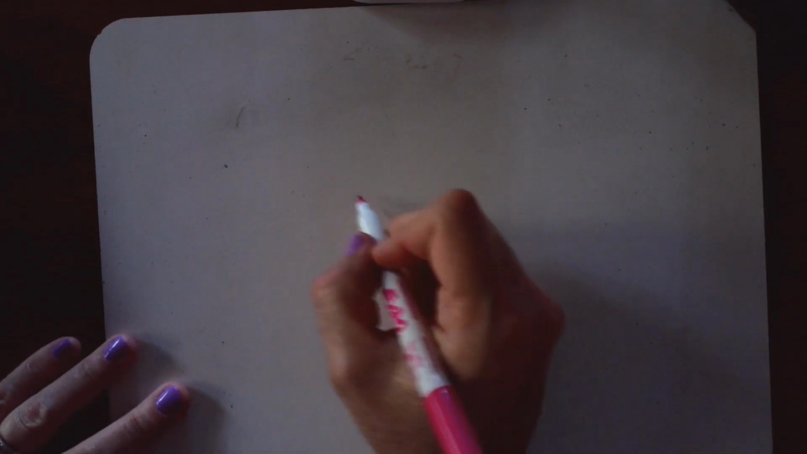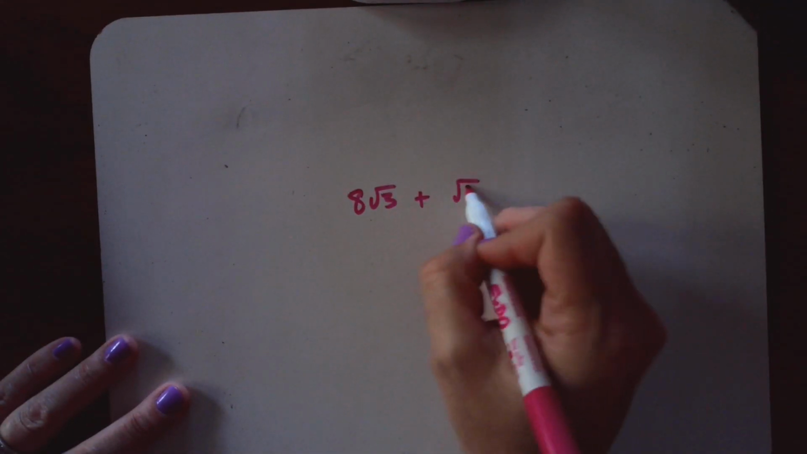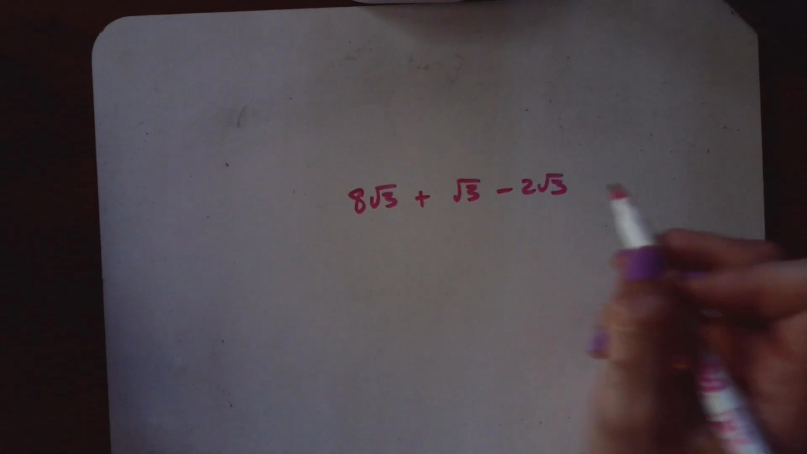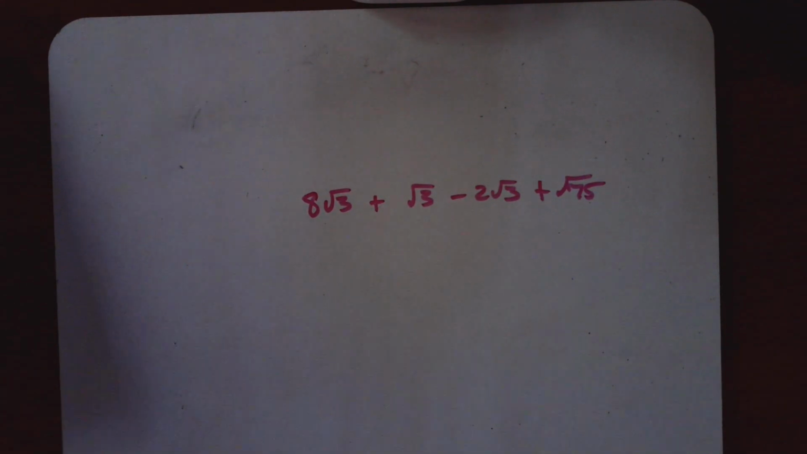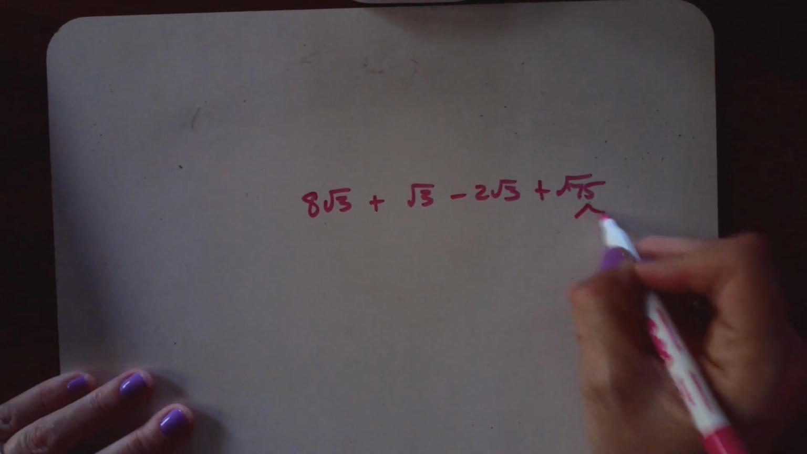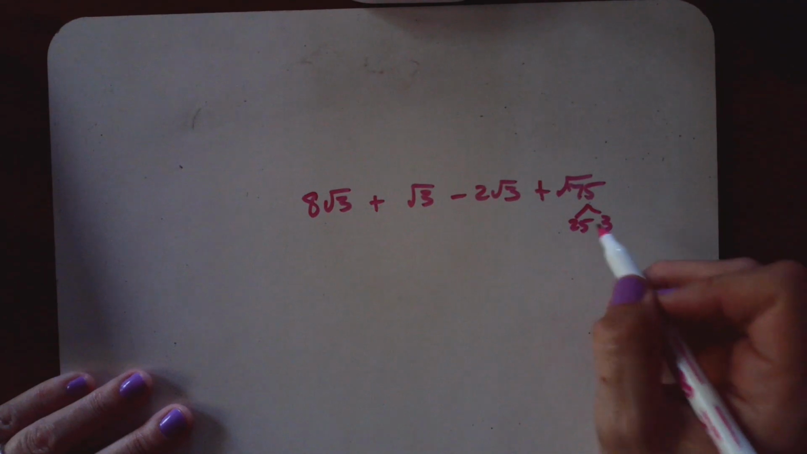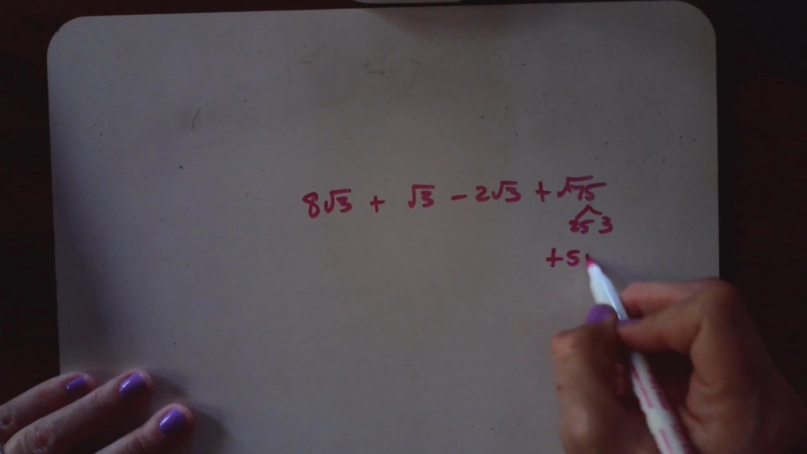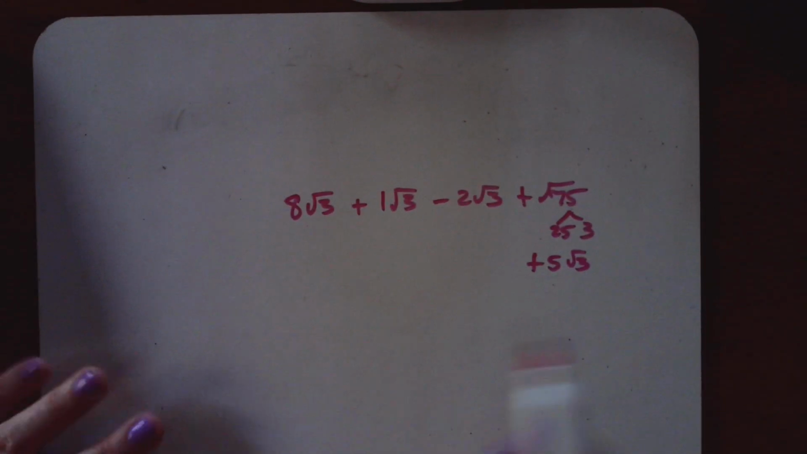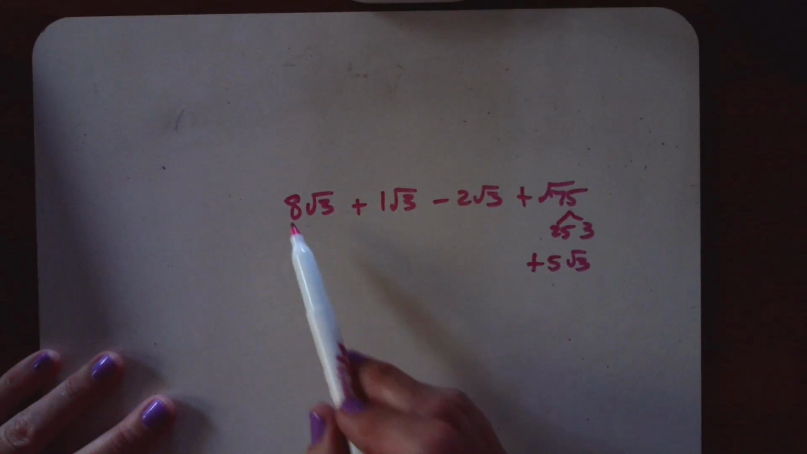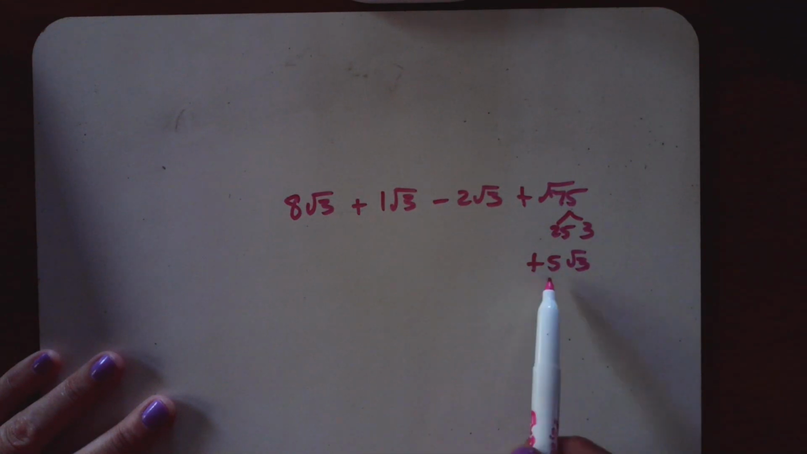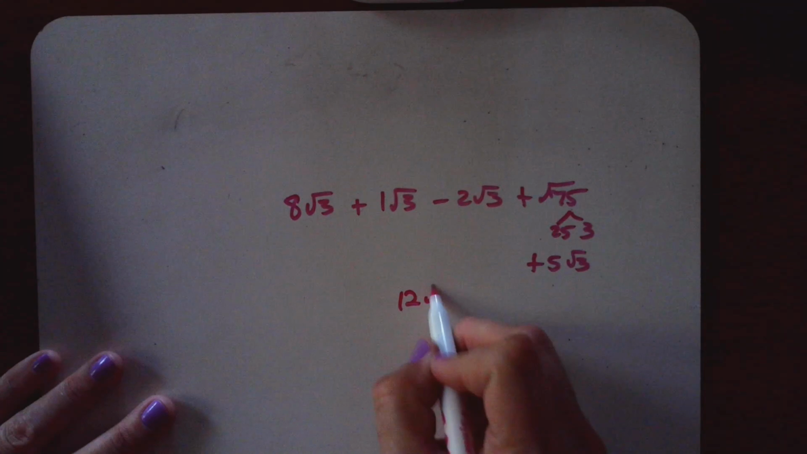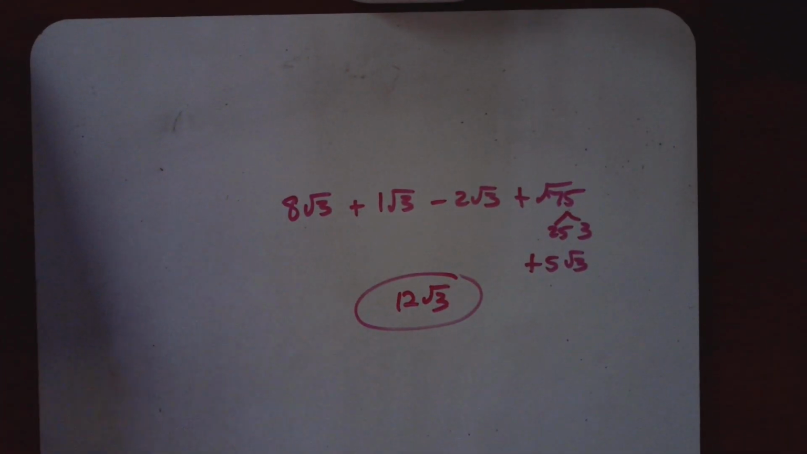Whatever the last one on the first page is, number 8, I guess. So number 8 says 8 radical 3 plus radical 3 minus 2 radical 3 plus radical 75. All right, so for this one, these are all good to go. 75 is 25 times 3, so that's going to be 5 radical 3. Remember this can be a 1 here. So all we're going to do is combine like terms. I got 8 of these plus 1 of them, so that's 9. 9 minus 2 is 7. 7 plus 5 is 12. So I have 12 radical 3's. And that's it.